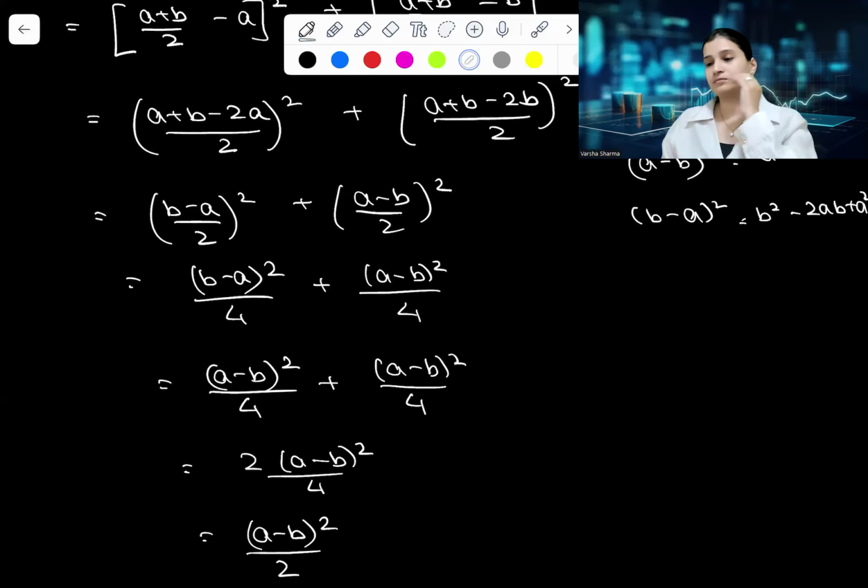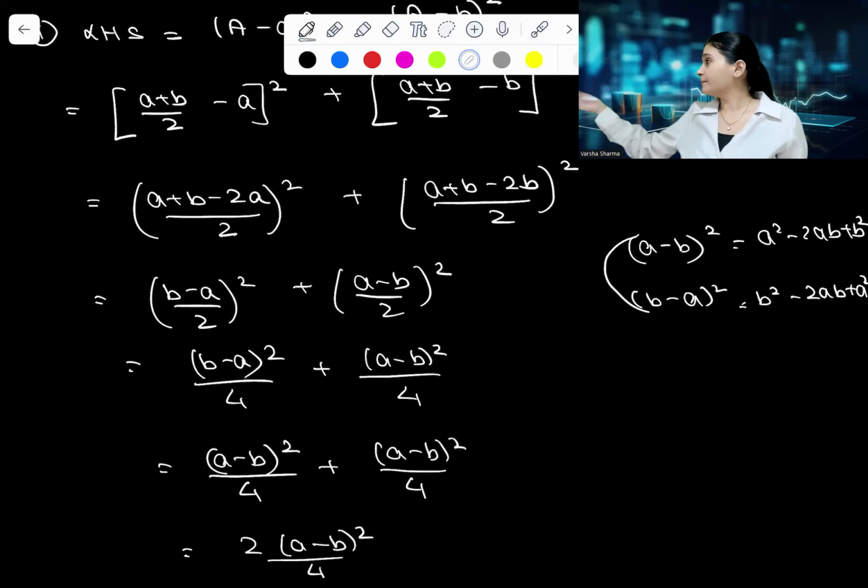That's my RHS. Any problem? These two are the same. So looking at the proof, I replaced b minus a by a minus b, and then for LCM, double. Try Roman 2.